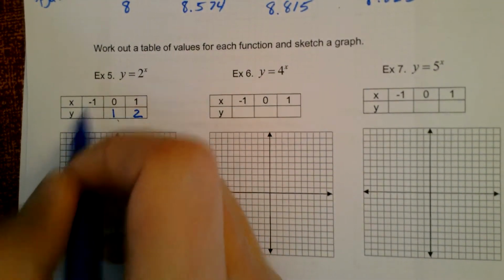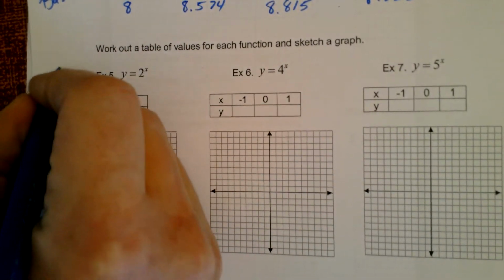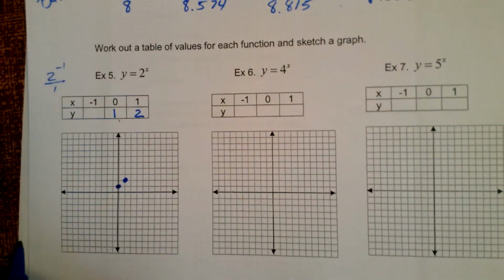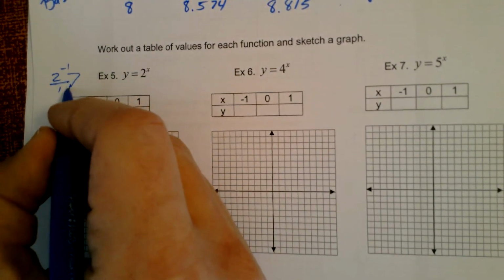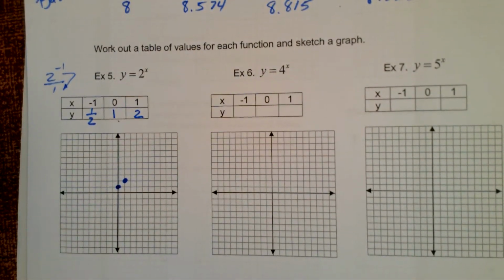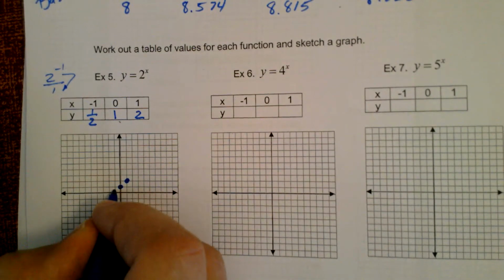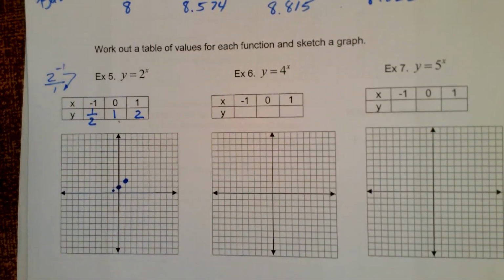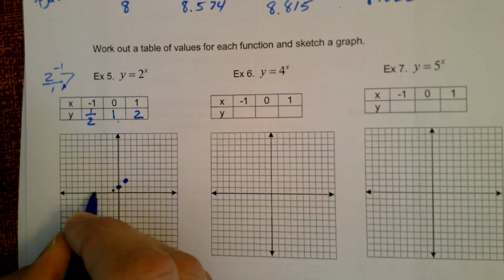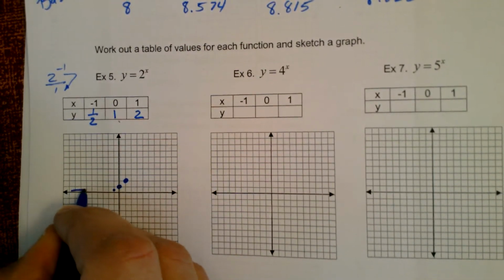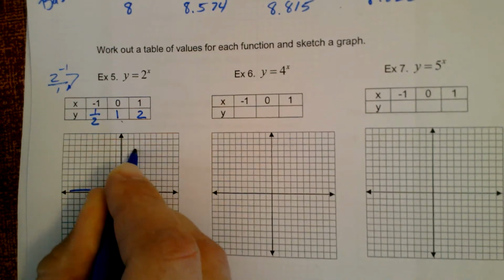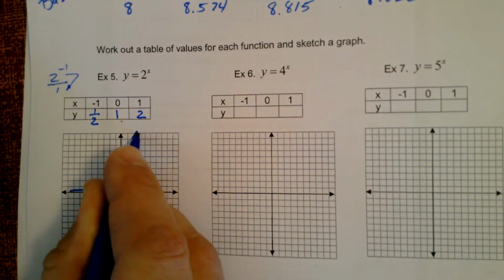And then when I plug in -1, 2 to the -1, we talked about uptown, downtown. If it's uptown and it has a negative exponent, I can shoot it downtown and make it a positive exponent. So I would get 1/2. So I get (-1, 1/2). What this graph looks like, and you can plot more and more points, is it's getting closer and closer to the x-axis, never touches, and then it starts shooting up really fast.